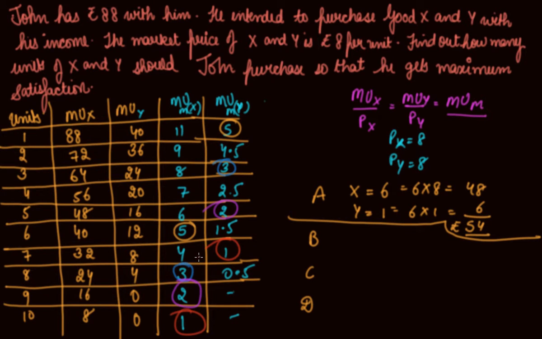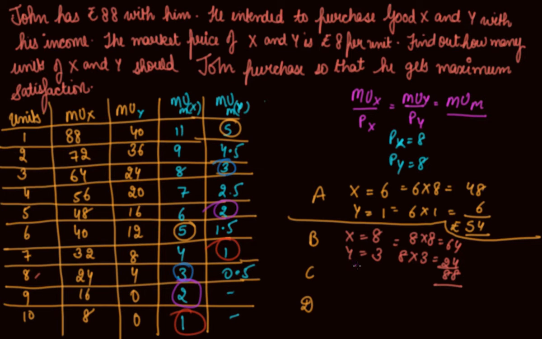Now in combination B, 3 and 3 are equal. So 8 units of X and 3 units of Y. So how much are you spending? 8 eights are 64, and 3 eights are 24. You're spending 88 in this combination.